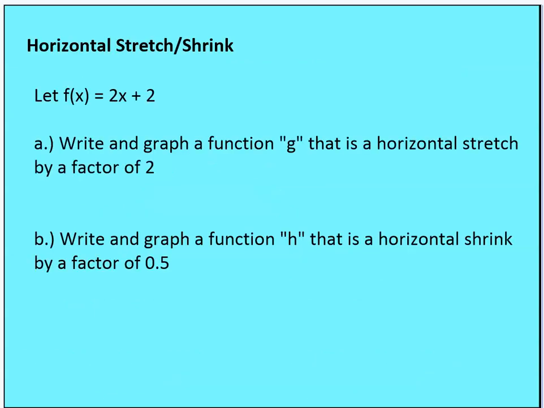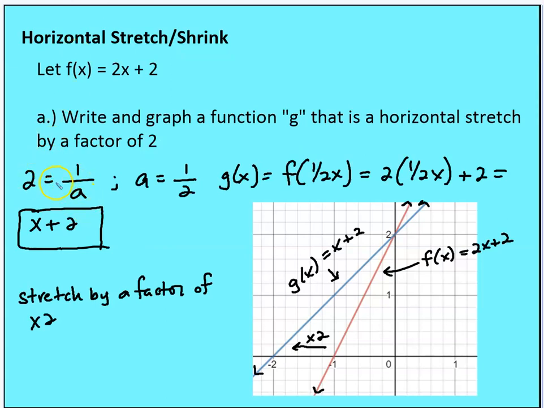All right, so let's take an example here again. f of x is equal to 2x plus 2. Right, and graph of function g is a horizontal stretch by a factor of 2, and then a horizontal shrink by a factor of 1/2. So we've got to be careful here, because I'm talking about factors now, which I have to translate to an a value. By a factor of 2, 2 is equal to 1 over a. a then is equal to 1/2. So g of x is equal to f of 1/2 of x. I know I'm moving quickly here. 2 times 1/2 of x plus 2 is equal to x plus 2. I'm going to graph the transformed function, same y-intercept. My slope is now half of the original function, 2x plus 2. I'm stretching by a factor of 2. I'm stretching away from the y-axis.